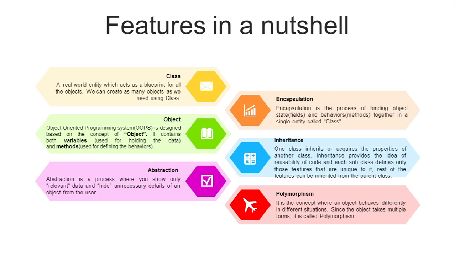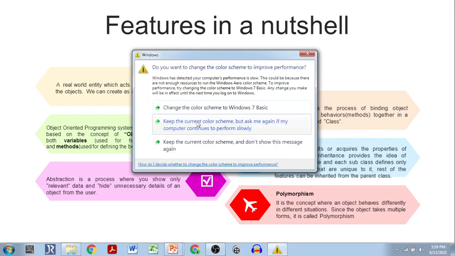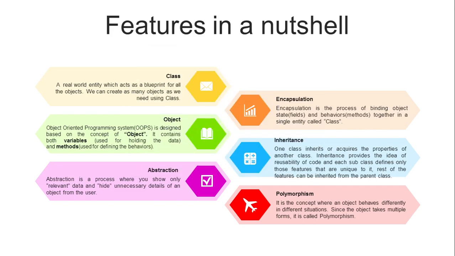The third feature of an object-oriented programming language is that it provides abstraction. Abstraction is nothing but a process which will hide unnecessary details. That is, only the relevant data will be displayed to you and the unnecessary details will be hidden from you. That's abstraction. Then next, the fourth one.